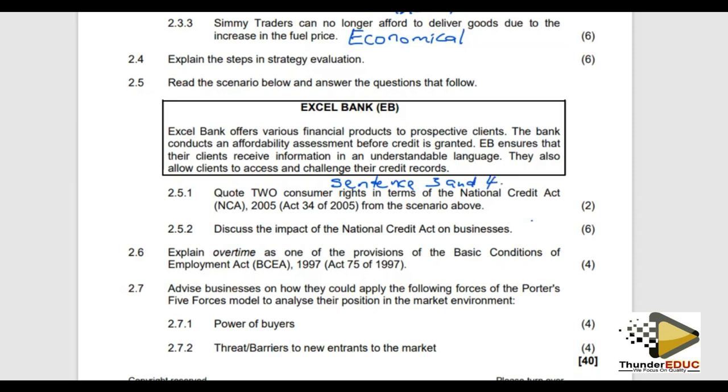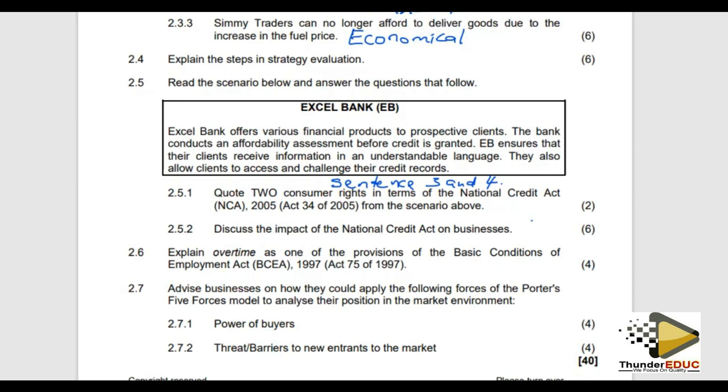Three and four. So sentence three reads as follows: EB ensures that their clients receive information in an understandable language. Meaning if they use English, they make sure that they communicate with the clients using English. If they use any vernacular language, in the same manner, they make sure that they communicate with such clients using the language that is appropriate to them, be it Sotho, Tswana, Xhosa, and the likes.